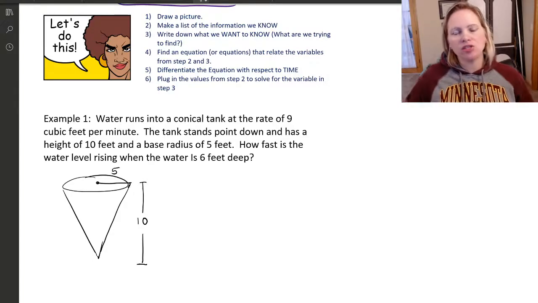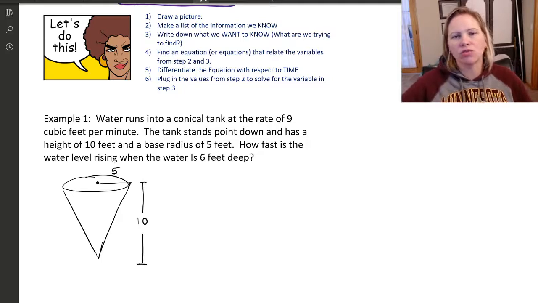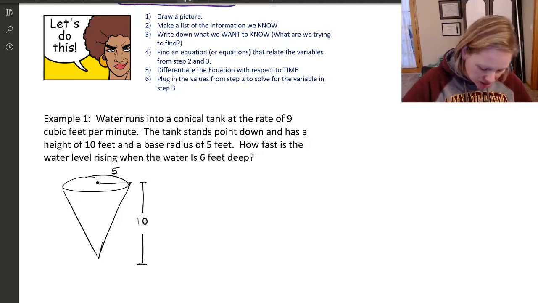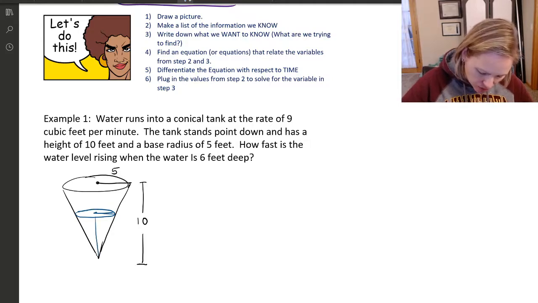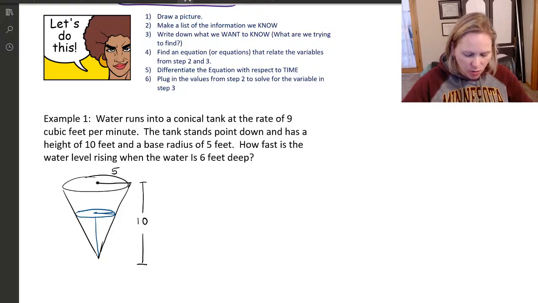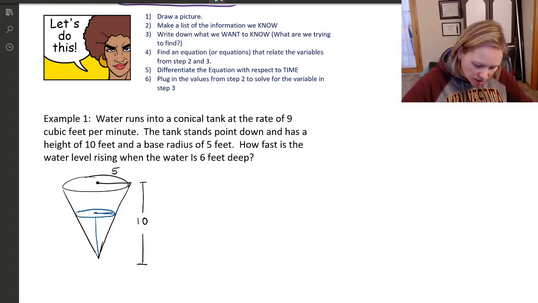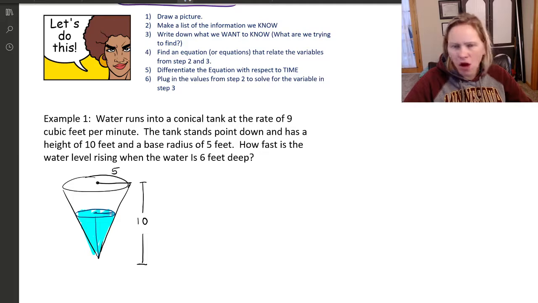What is going to change is the water. Anything dealing with the water is something that is not a constant rate. So I'm going to just draw an arbitrary water line. And these I'm not going to label with numbers because, again, those numbers are changing. But if this is my water in the tank, we'll highlight it blue so it stands out. If this is my water in my tank, I know that the water is changing at a rate of 9 cubic feet per minute. So this is step 2, making a list of all the things we know.